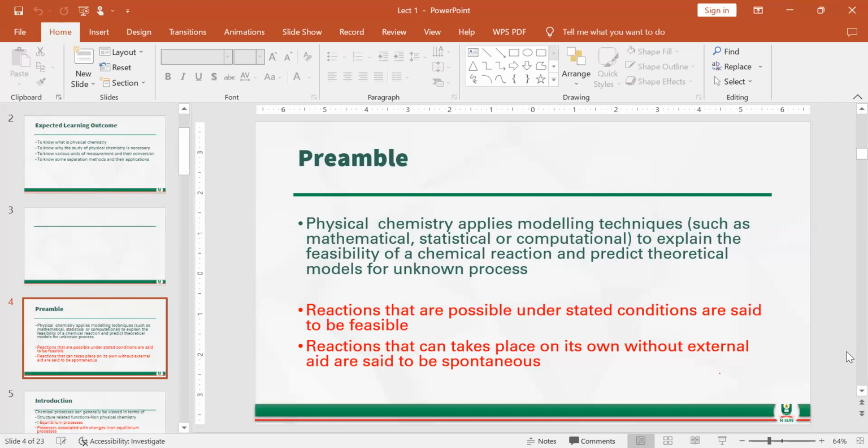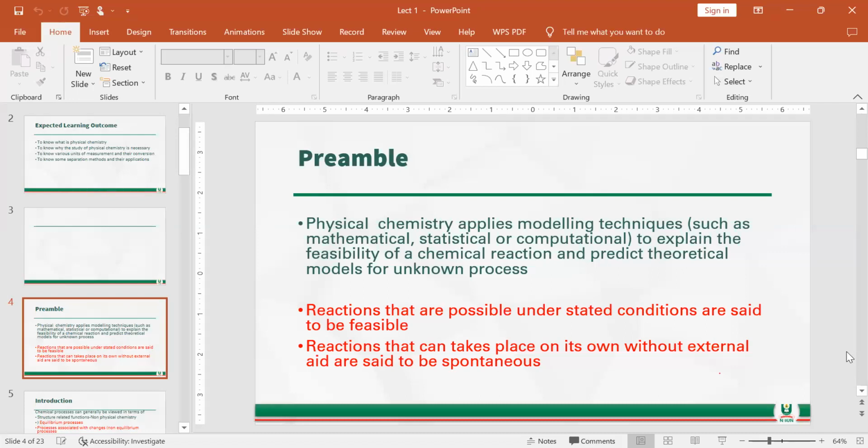No matter how I change the variables, no matter how I heat it, how many hours I heat it, it's not possible that there should be a reaction. So that reaction is not feasible. Spontaneous reaction is, for instance, I keep an ice block on the table, it will melt.